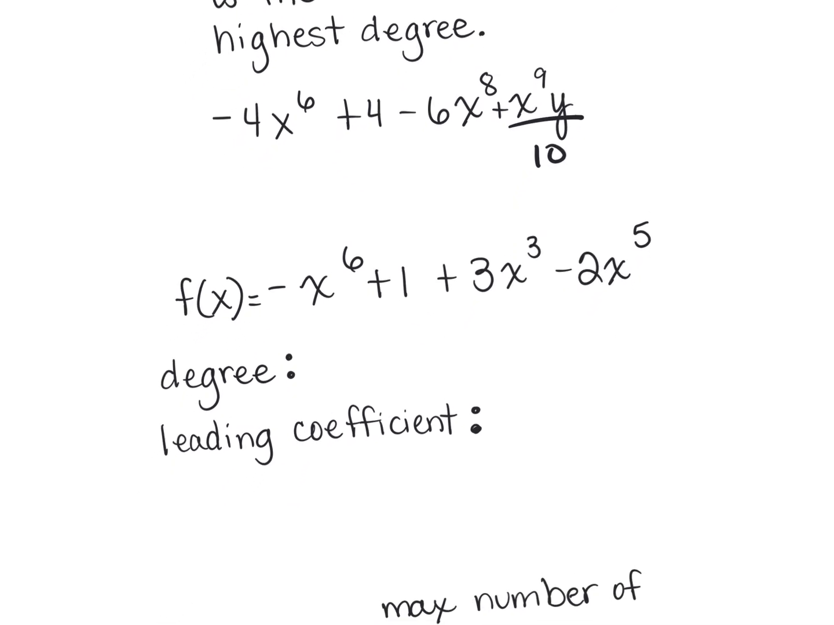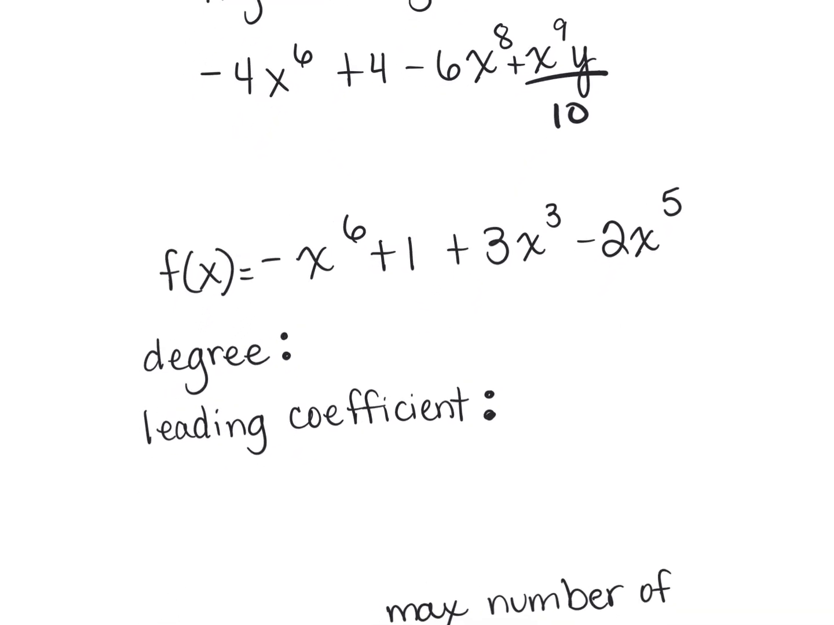All right, so another thing that they're going to ask you to do is talk about not just the degree, but you're also going to have to talk about the leading coefficient. So when you start doing this, the first thing you need to do is make sure that it's in descending order. So negative x to the 6th minus 2x to the 5th plus 3x cubed, and then you have plus 1 on the end.